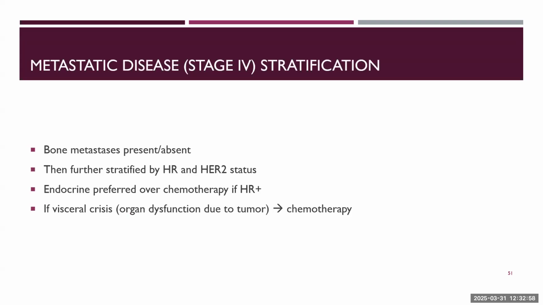So kind of stratifying the treatment options for metastatic disease. It will depend on if they have bone mets present or absent. And then again, we're pulling back in that HR receptor and HER2 status. Endocrine therapy is preferred over chemotherapy if they are HR positive. If they have visceral crises or if they have organ dysfunction due to their tumor burden, then we would start upfront with chemotherapy regardless of what subtype that they have.